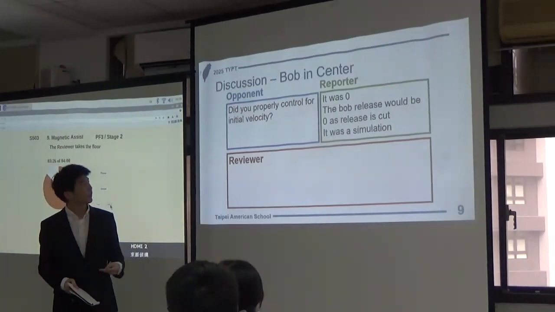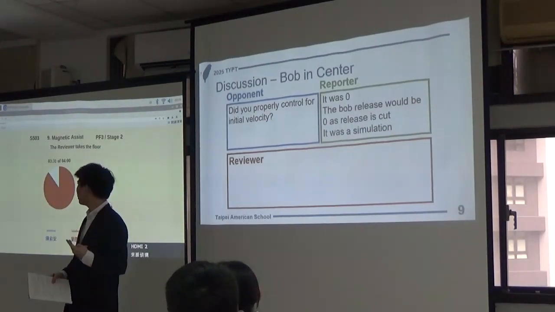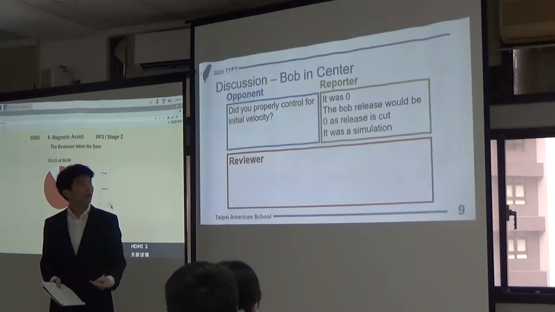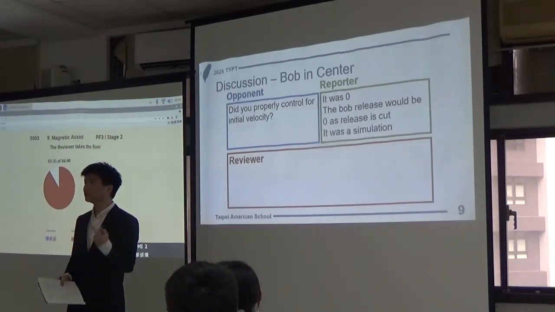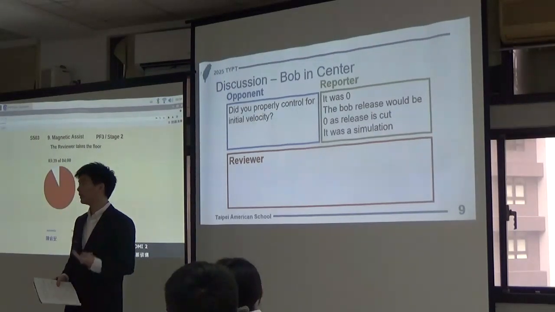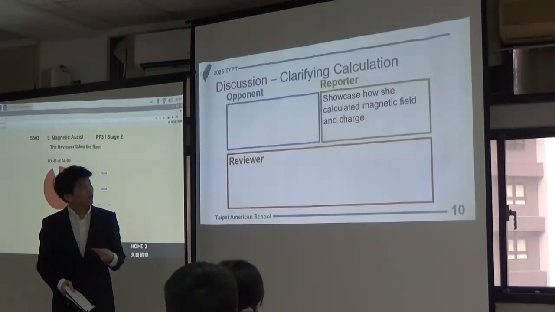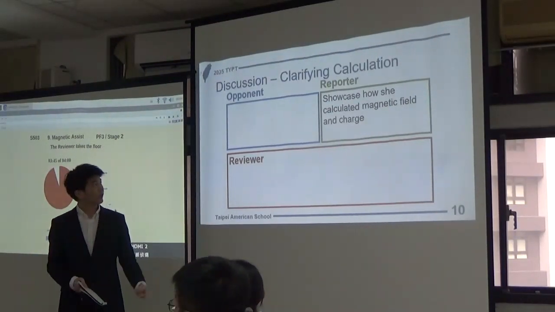Next slide. Then they discussed the bob in the center. The opponent was talking about whether the initial velocity was truly 0. However, the reporter said it wasn't really an issue. First of all, because this was a simulation, so they could control that. And second, because when you release the bob and you cut it, you don't put any external force onto it. Next slide. And then they clarified the calculation.